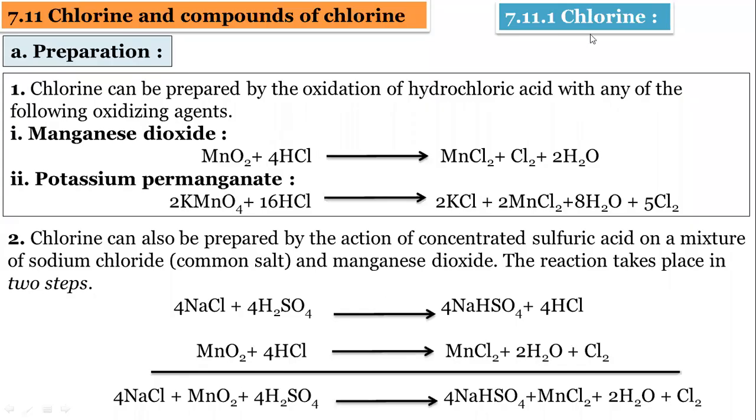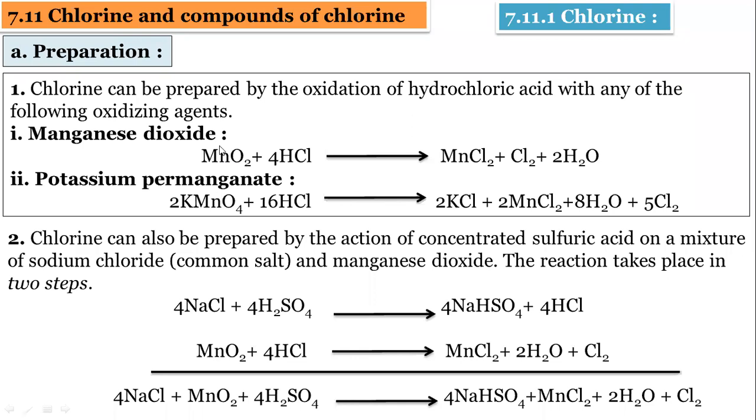Then I am coming to chlorine. This is chlorine and its compounds. This is another new topic started. The first step is the preparation: how chlorine is prepared. Chlorine can be prepared by using different methods. The first one is manganese dioxide. Chlorine can be prepared by the oxidation of hydrochloric acid with any of the following oxidizing agents.